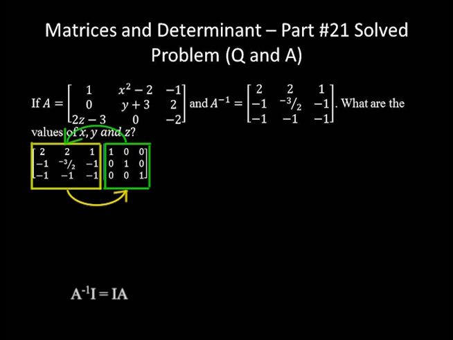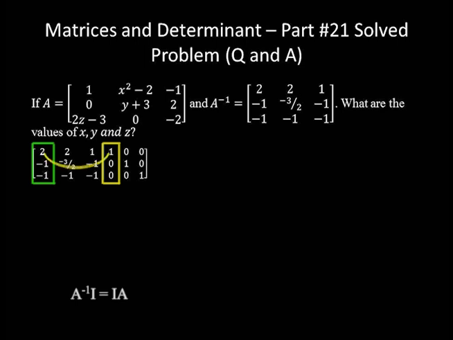Let's move column by column, starting from column 1. To change this 2 to 1, we have to multiply row 1 by the reciprocal of 2, that's 1 over 2. These two elements of column 1 are the same, so we can derive a similar formula in order to convert them to 0. If we multiply negative 1 by 2, it gives us negative 2, which is the opposite of these two. The sum of equal and opposite numbers is always equal to 0.